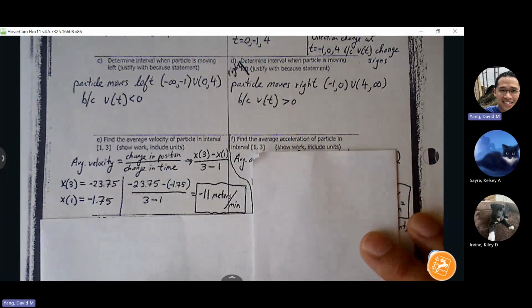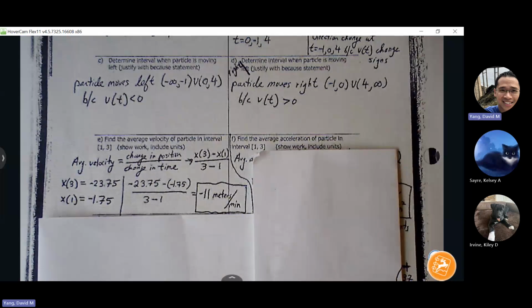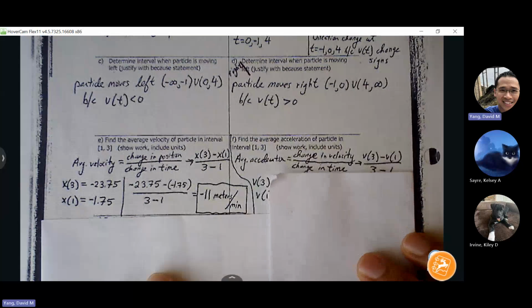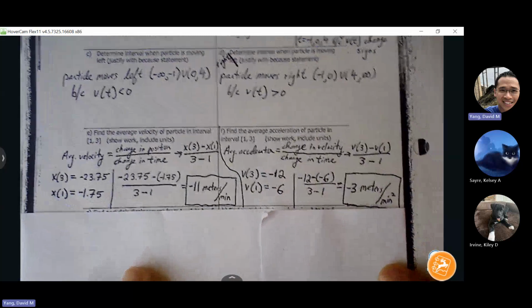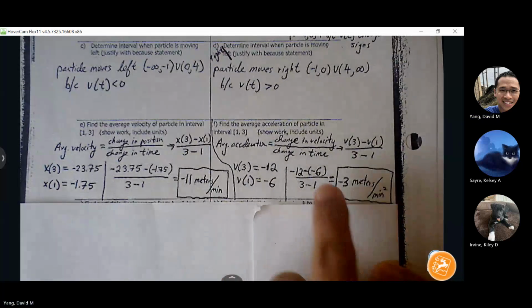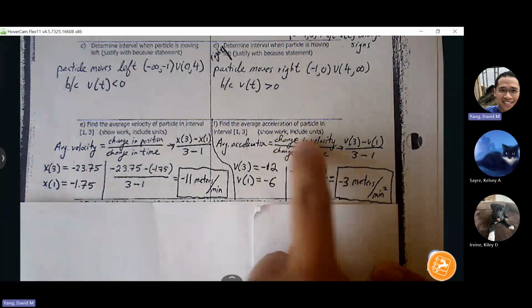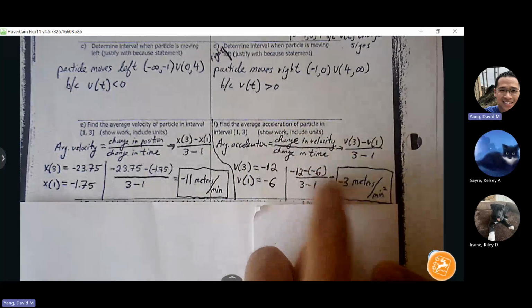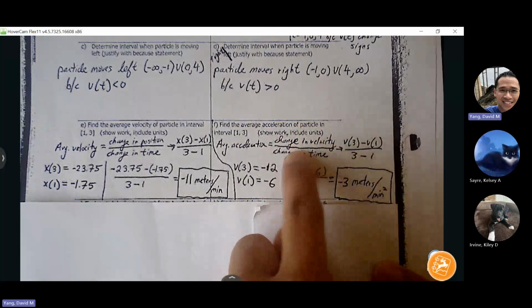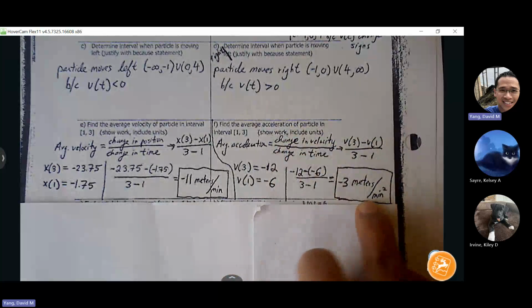Average acceleration, we don't touch acceleration. We use the function above it, it's the change in velocity over the change in time. So v of 3 minus v of 1 over 3 minus 1. We just insert those values into our velocity function. And even though we don't touch acceleration, we're still doing something that is acceleration related because it's velocity divided by time. That is going to be meters per minute squared.